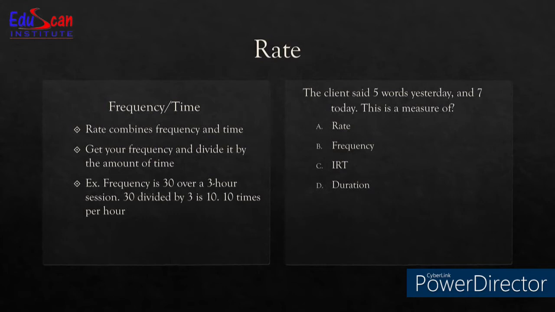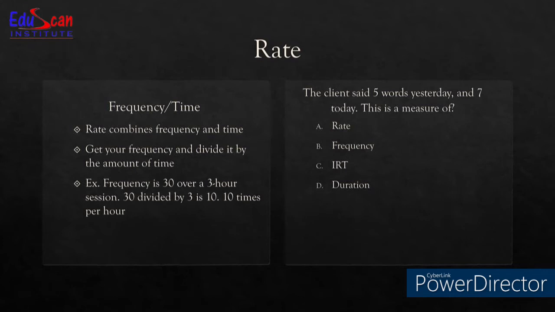Rate. Frequency by time. Rate combines frequency and time. Get your frequency and divide it by the amount of time. It provides you the rate. For example, frequency is 30 over a 3 hour session. That means a child responded 30 times in a desired way in a period of 3 hours. So 30 divided by 3 is 10. 10 per hour. That is the rate.